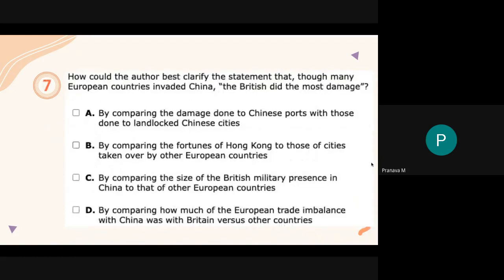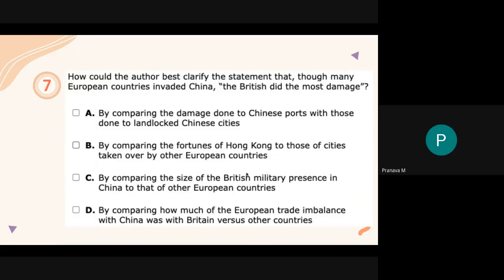And the last question: how would the author best clarify the statement that though many European countries invaded China, the British did the most damage? So it's just asking for evidence for this claim. By comparing damage done to Chinese ports with those done to Chinese cities, this doesn't look at British versus other countries. Comparing fortunes of Hong Kong to cities taken by other European countries. I think it's mentioned that Hong Kong was taken over by British power, so I would hold off on that. Maybe this is the right answer.